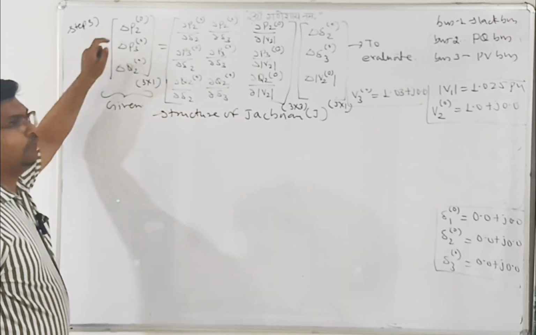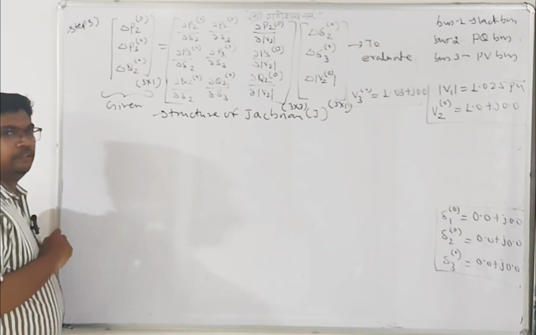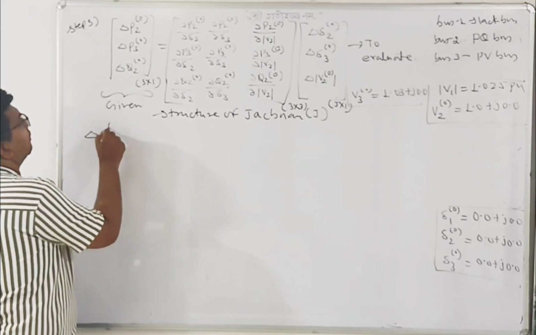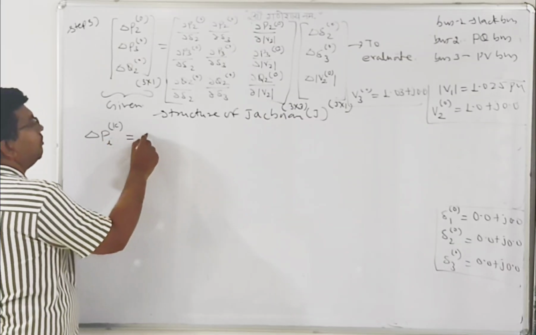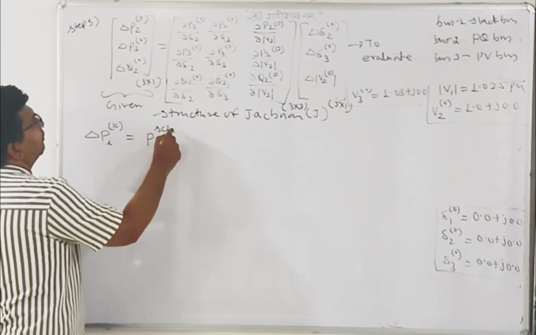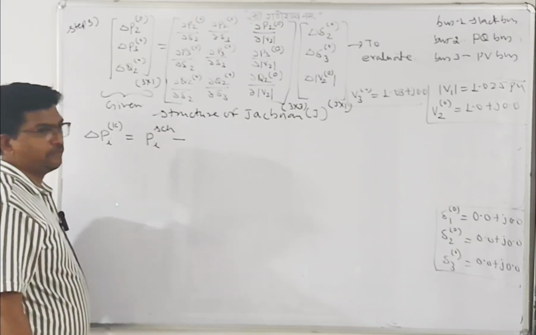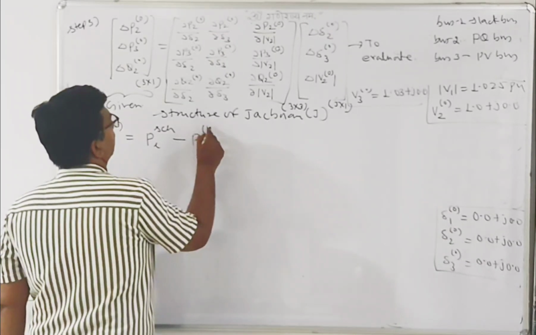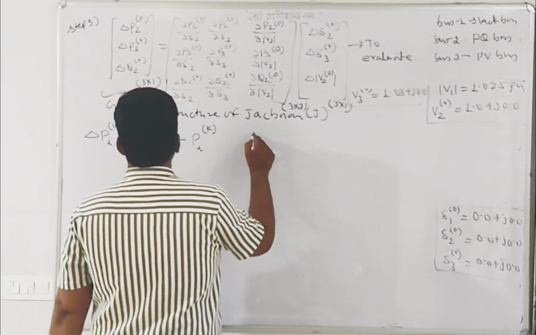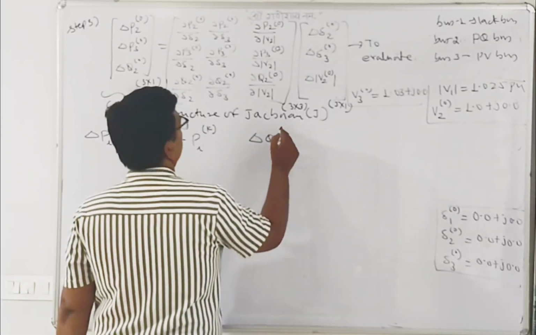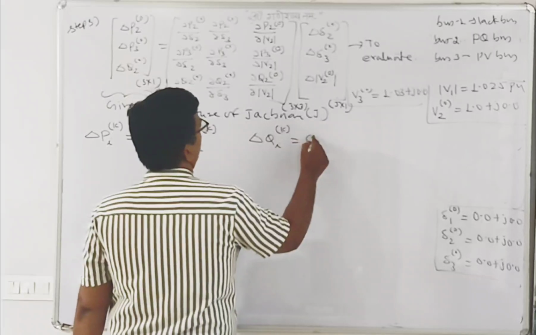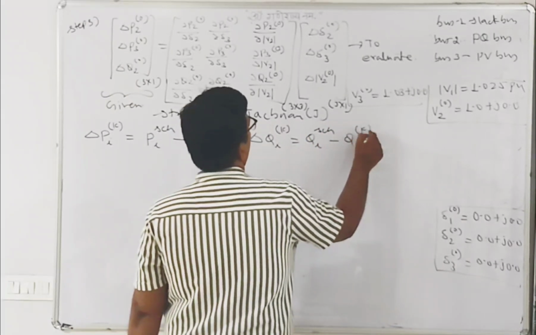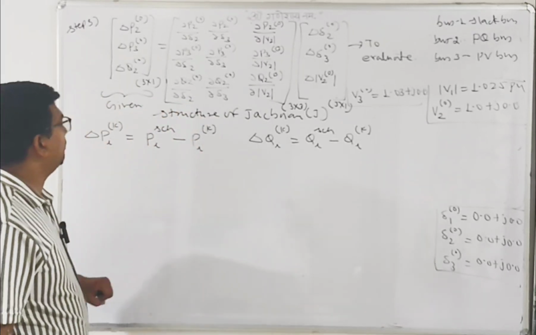So first of all, we will determine the change in the power formula, that is delta Pi k, which is equal to Pi schedule minus Pi k. Similarly, delta Qi k equals Qi schedule minus Qi k. This formula we have to remember.